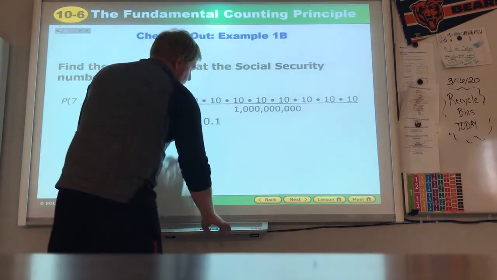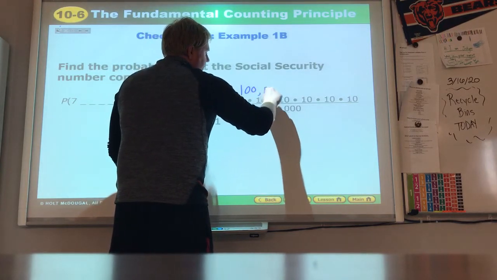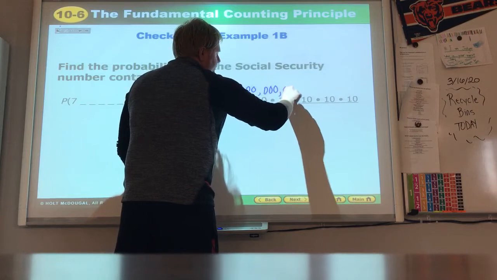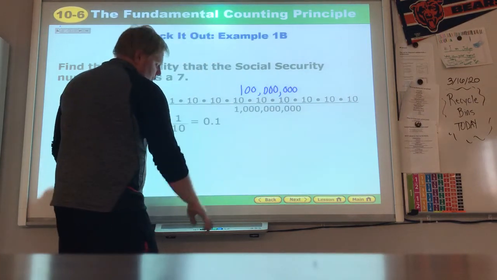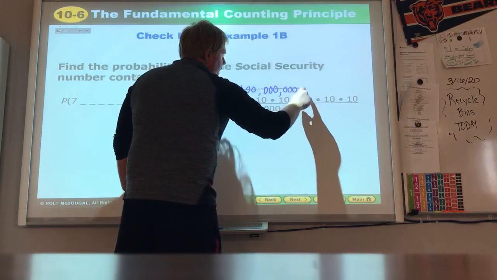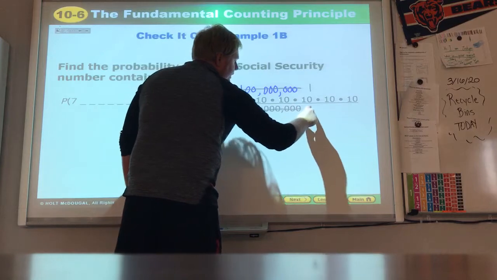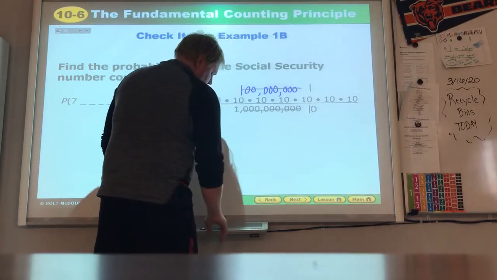Because essentially what happens here is we have 100 million. They kind of take a leap here because they're math people. Do you see how if I divide by 100 million, I get 1. If I divide by 100 million, I get 10.